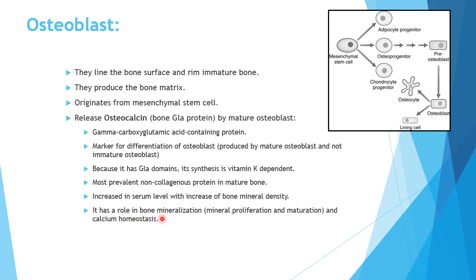It has a role in bone mineralization and calcium homeostasis, and it can be used as a marker for bone density. As we all know, we mostly depend on DEXA scan to measure the bone density, but there are some blood tests for bone density. One of them is osteocalcin. And osteocalcin is the most prevalent non-collagenous protein in mature bone. This sometimes comes as a question: what is the most prevalent non-collagenous protein in the mature bone? It is osteocalcin.